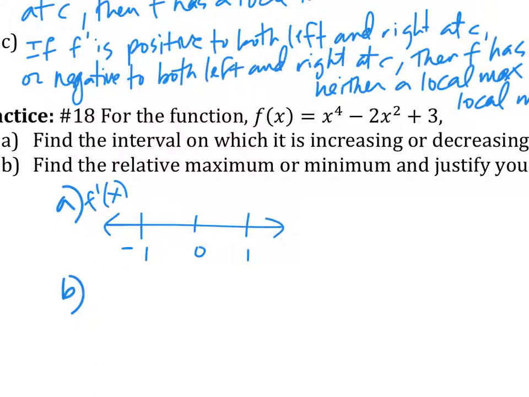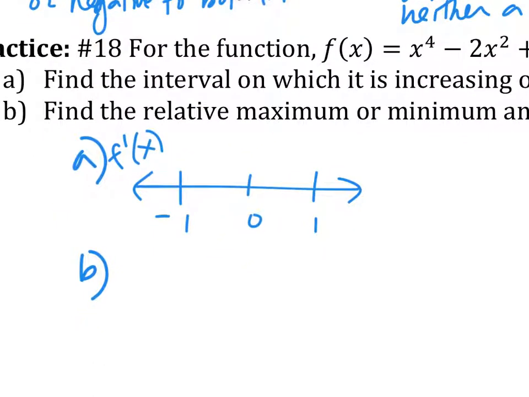What did you guys get for the sign chart? All positive? No. Negative, positive, negative, positive. So you can write your increasing, decreasing. And then from that sign chart, you want to draw decreasing, increasing, decreasing, increasing, and from there you can tell what's going to be relative min and what's relative max. Make sure you write the justification.